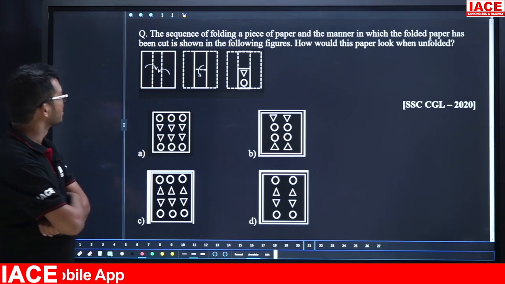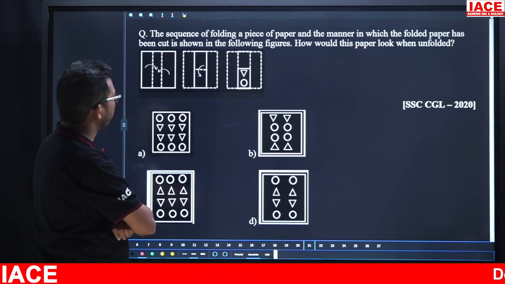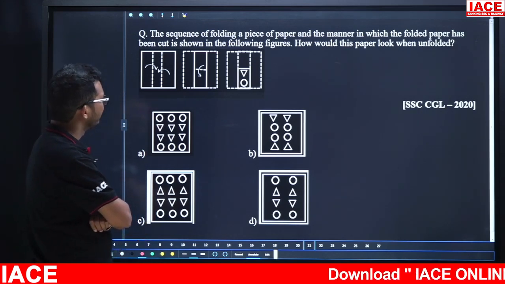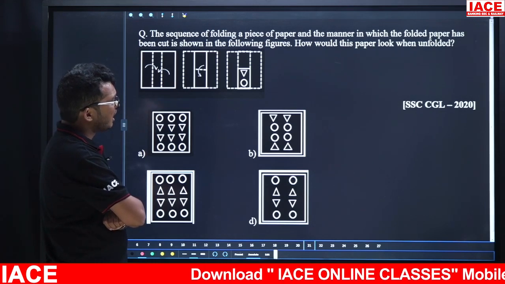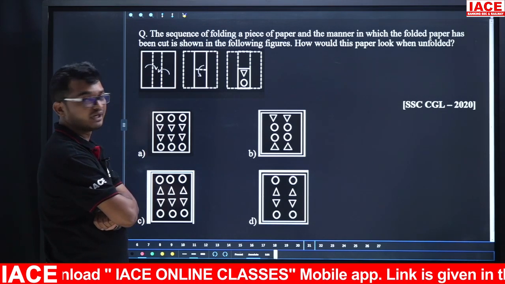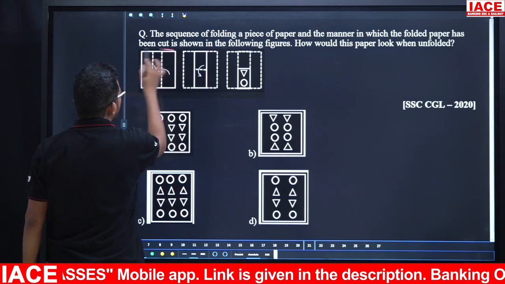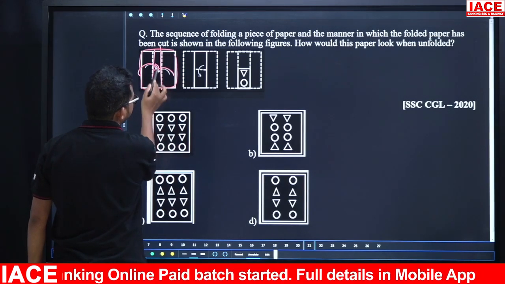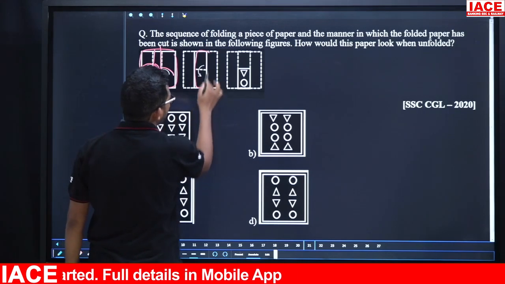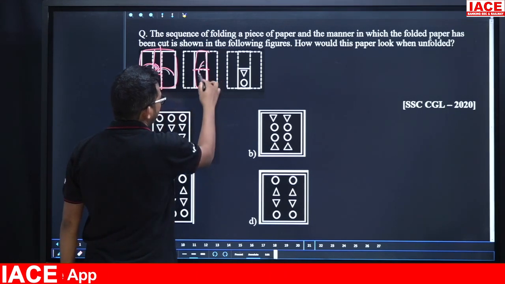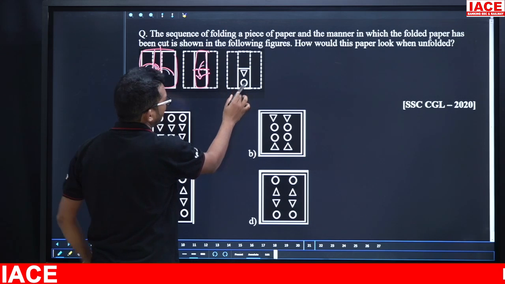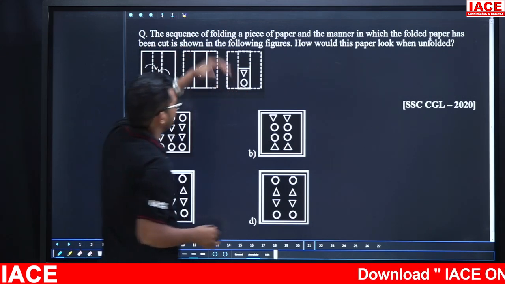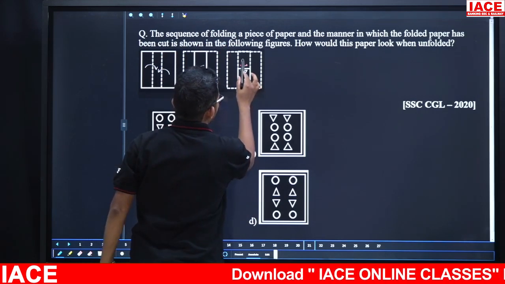Time up. So take the next one. The sequence of folding a piece of paper and the manner in which the folded paper has been cut is shown in the following figure. How would this paper look when it is unfolded? This is our actual paper, divided into three parts. Left is folded to middle, right is folded to middle. We have only the middle part, divided into two parts. Again top is folded to bottom. We have only the bottom part. Folding is from top to bottom, unfolding is from bottom to top. That means your triangle is going to invert.